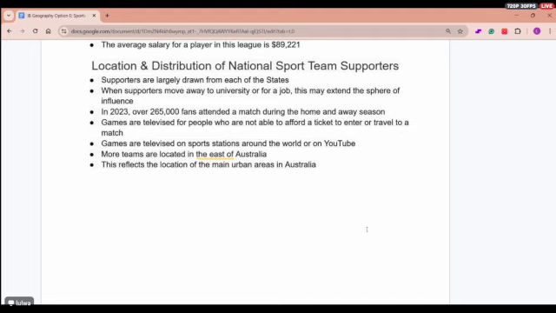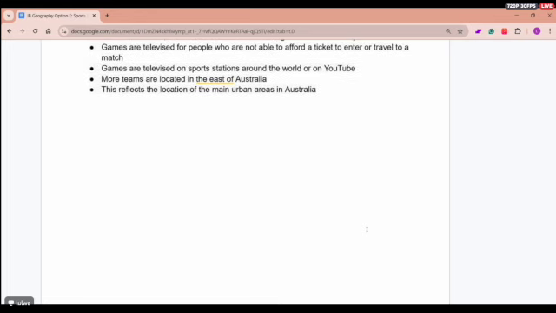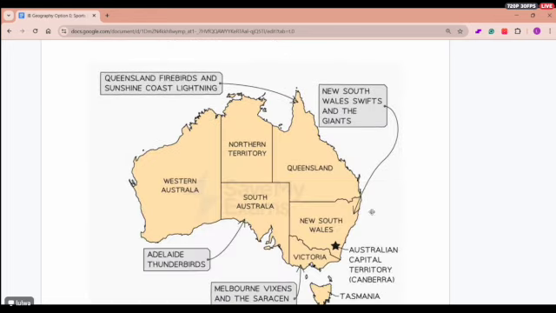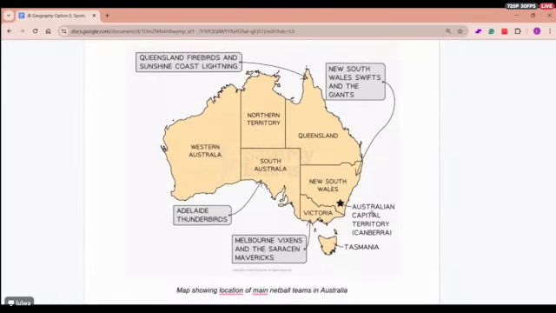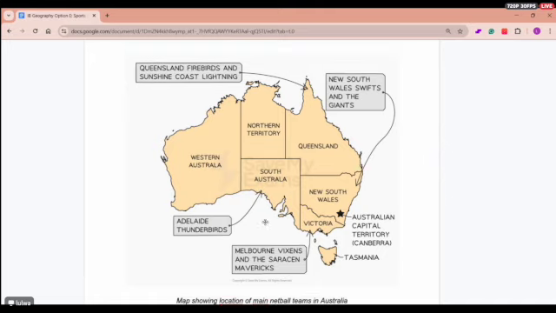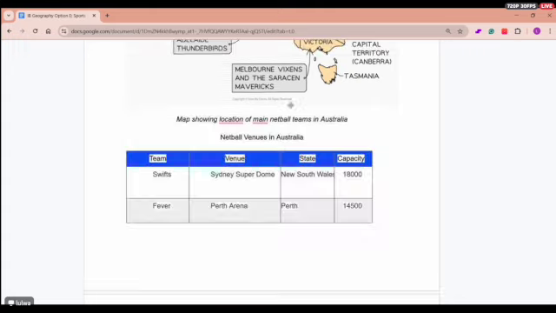More teams are located in the east of Australia because it's where the main urban areas are. So as you can see here, this shows you where the location of the main netball teams are. Most of them are on the east side, and then you have very few that are in the direct south or the direct north.